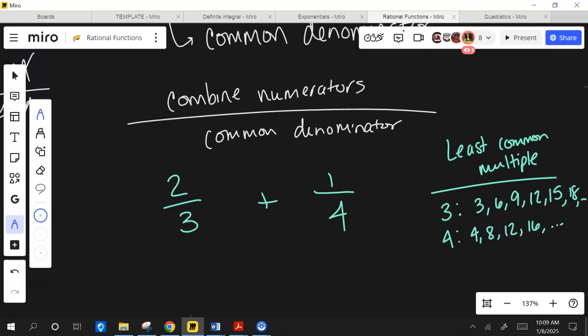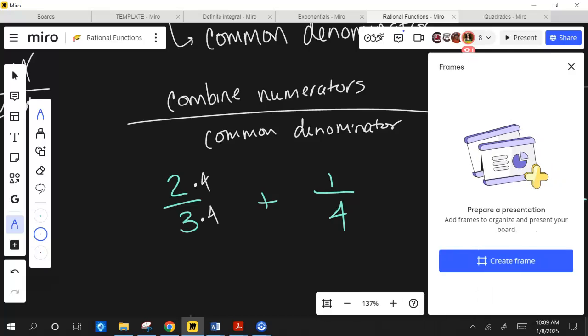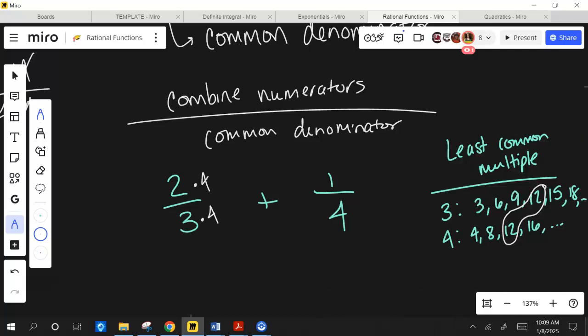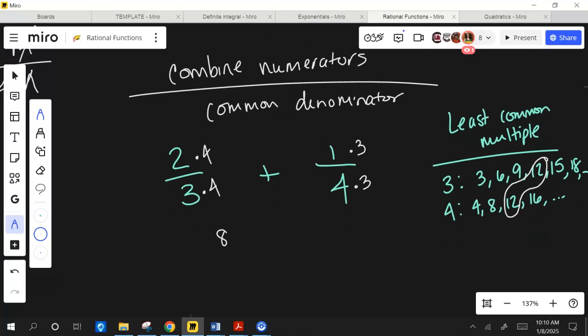We're done. We don't need any more, because the least one, the smallest one they have in common, is 12, right? So if I need the bottom of each fraction to be 12, what do I multiply the first one by? 4. If I do it to the bottom, I have to also do it to the top. Same thing. Remember, we're starting with these easy examples, so don't let it fool you. How do I make 4 become 12? I multiply it by 3, and I do the same thing over here, right? So I get 8 over 12 plus 3 over 12.